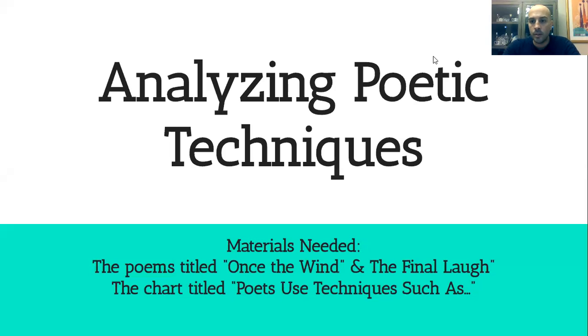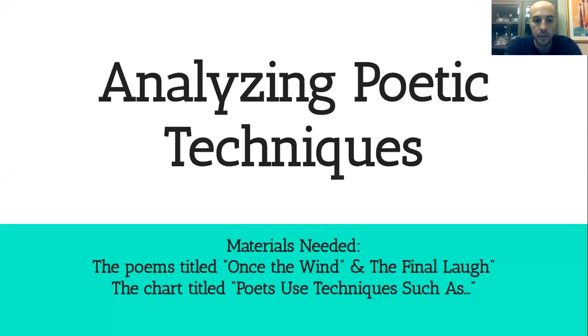Okay, boys and girls. Today we're going to be studying the poetic techniques that authors of poetry use. We're going to be analyzing those techniques. The materials that you need today, I want you to make sure you have all this stuff, is 2 poems, one titled Once the Wind, which you looked at yesterday, the other titled The Final Laugh, which is in the same packet as Shadows, which is what you worked on yesterday.